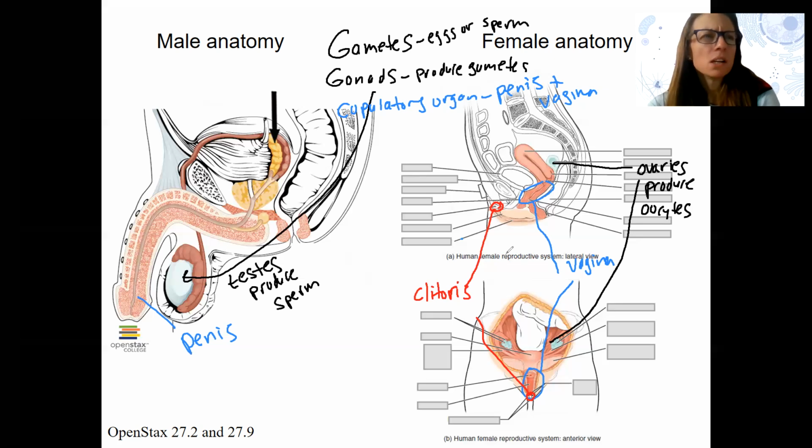Okay. I feel like I'm missing something. Gametes, gonads, copulatory organ, testes, penis, sperm, yup, ovaries, vagina, clitoris, egg or oocytes. Okay, we'll introduce some more of these structures that you see here when we look at each one individually.